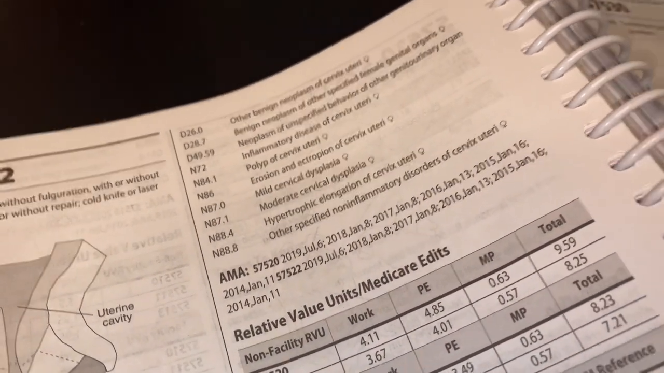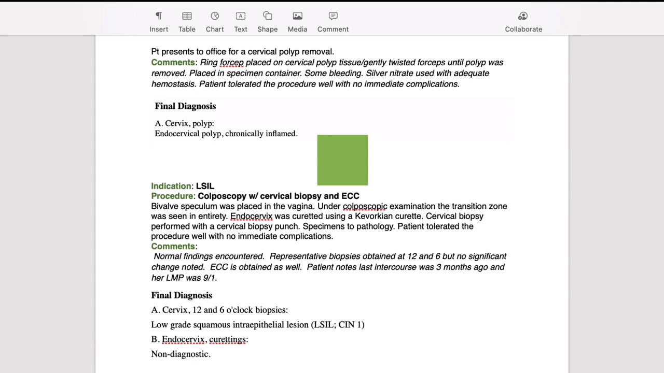So yeah. Okay, so moving on to our next page, I actually have three procedures listed here. We're going to go one by one. I wanted to try and put a lot on one page versus having just one procedure on one page and then jumping to another page. So for the first procedure on this page, it says patient presents to the office for cervical polyp removal. Ring forceps placed on the cervical polyp tissue. Gently twisted forceps until polyp was removed. Placed in specimen container. There was some bleeding. Silver nitrate used. Patient tolerated procedure well. And pathology came back and said that it was, in fact, an endocervical polyp.